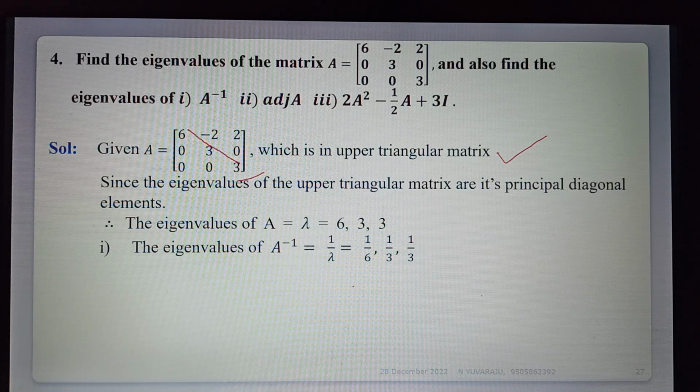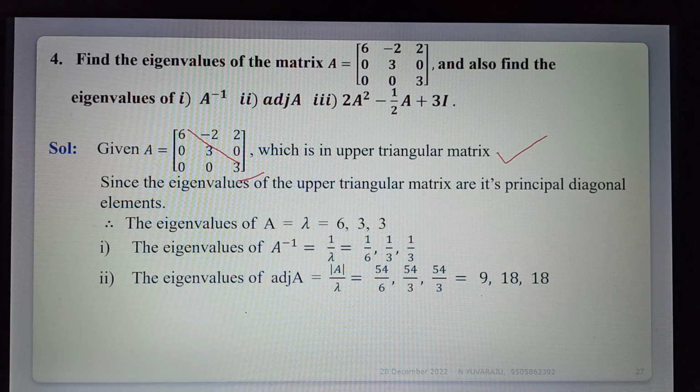So next one, adjoint of A. The eigenvalues of adjoint A is equal to det A by lambda. Det A is found just as the product of the eigenvalues, that is 54. So 54 by 6, 54 by 3, 54 by 3, that is equal to 9, 18, 18.